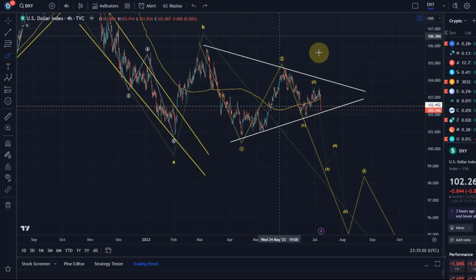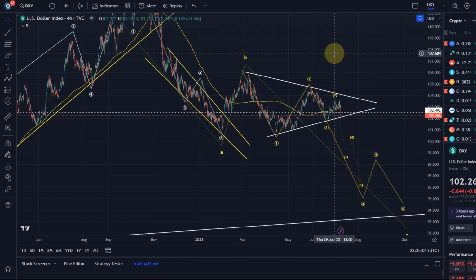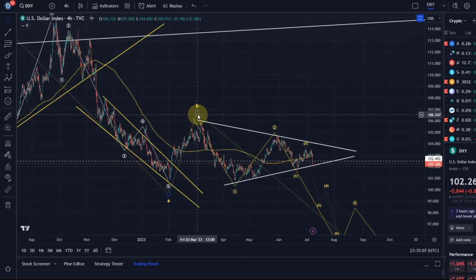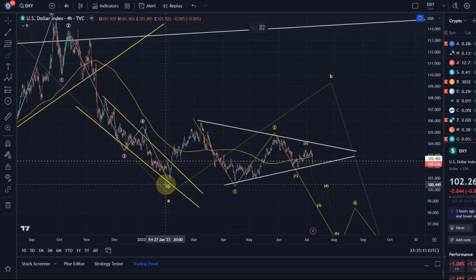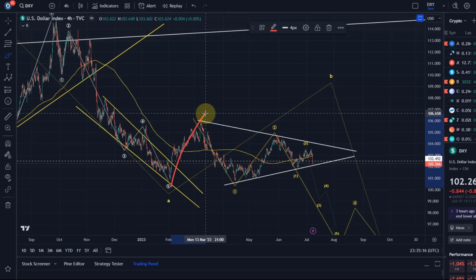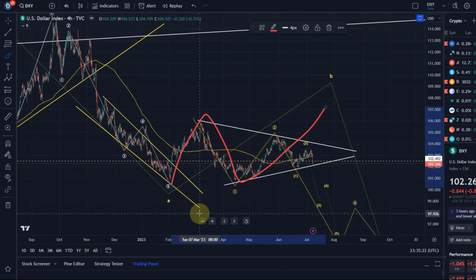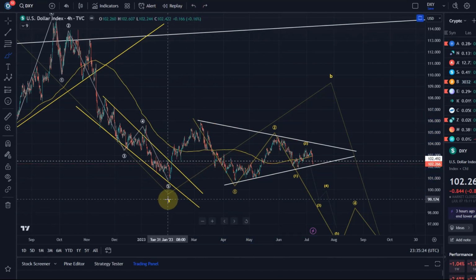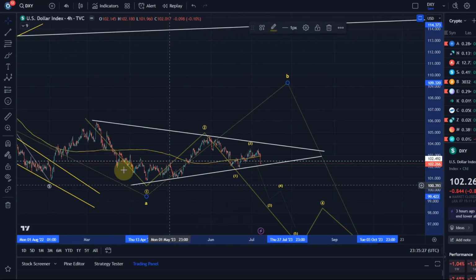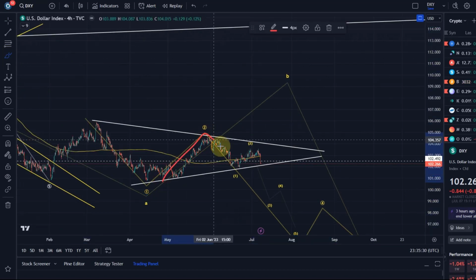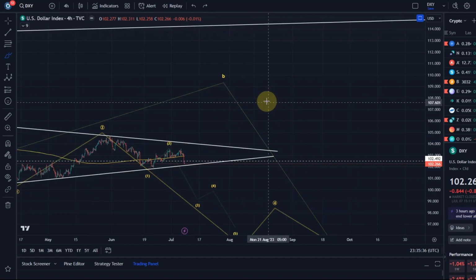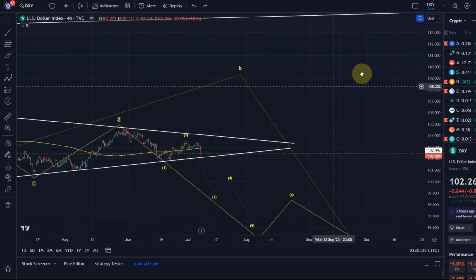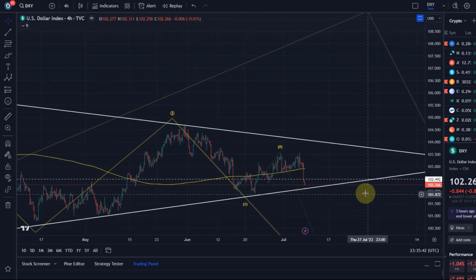One scenario has certainly lost some probability, and that was the idea that we get a higher B wave. That's possible as well. It would be an A wave, a B wave, and then we would move up in a C wave. In this particular count, we need to shift the A wave over here. Then we have an A wave, a B wave, and a C wave to the upside to form a higher B wave in the $108 region. I talked about that as quite a likely scenario, but the latest drop makes that less likely.